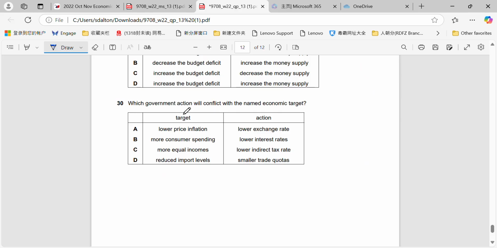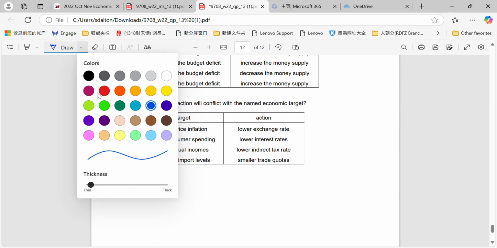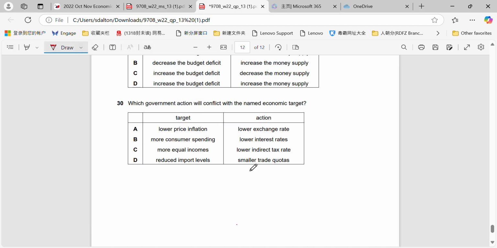So, which government action will conflict with the named economic target? The action of smaller trade quotas would lead to reduced import levels. Lower indirect tax would lead to more equal incomes. Lower interest rates would lead to more consumer spending, but a lower exchange rate, a depreciation of the currency, would result in aggregate demand moving to the right, which is likely to increase inflation, not to lower inflation. So that would be A.